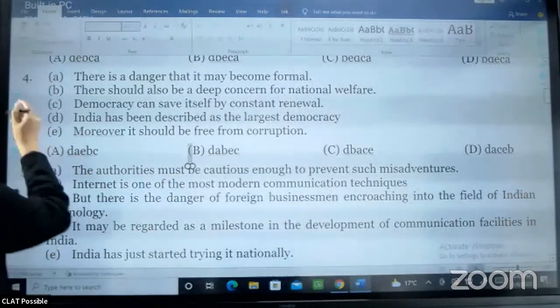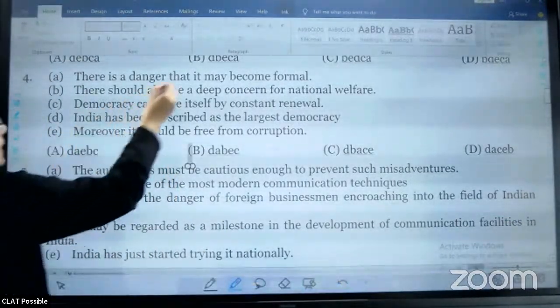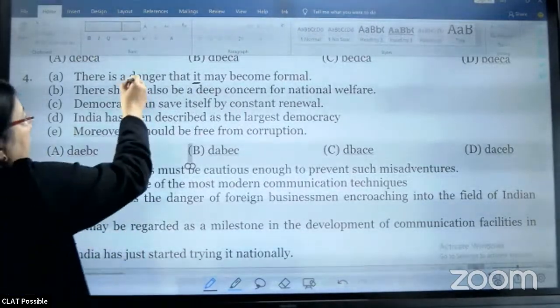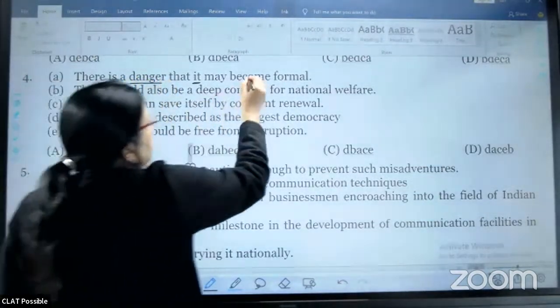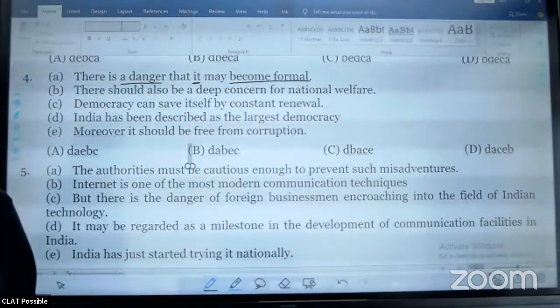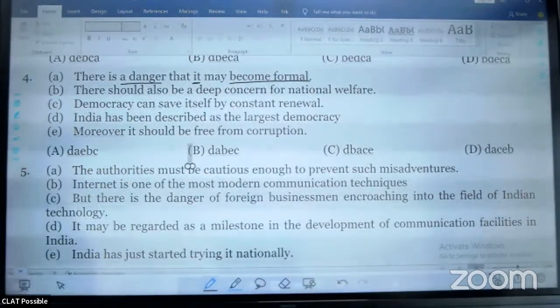Okay, so read the first line and here it is. We underlined this 'it'. And how will I skim and make it shorter? A danger, it becomes formal. Clear? Let's go to the second line. All of you look at the second line now.